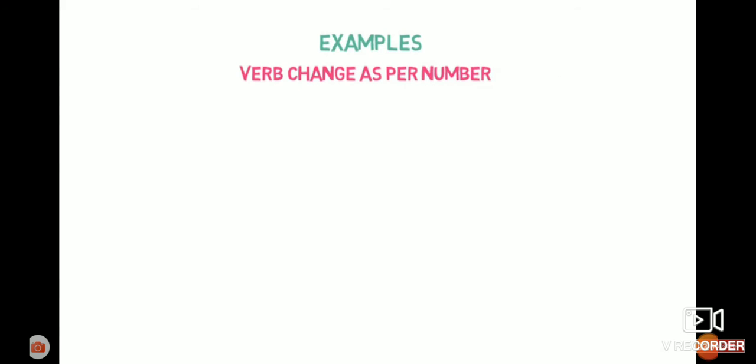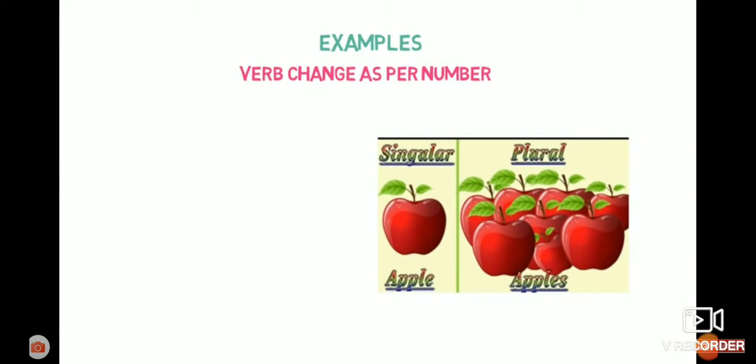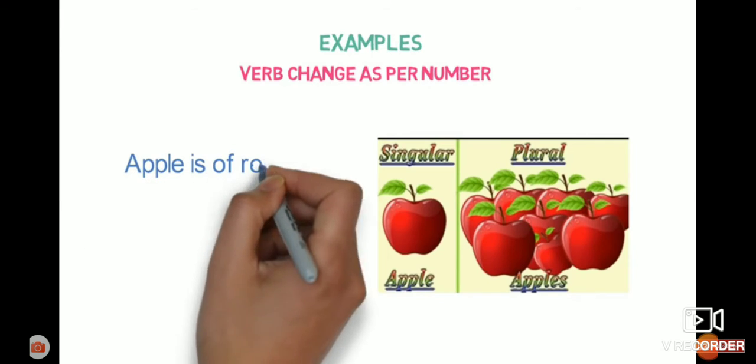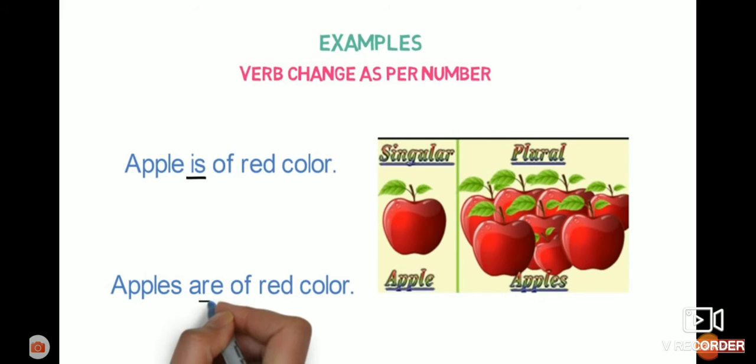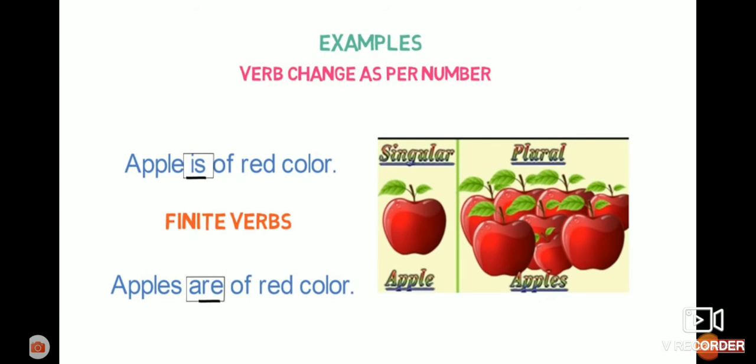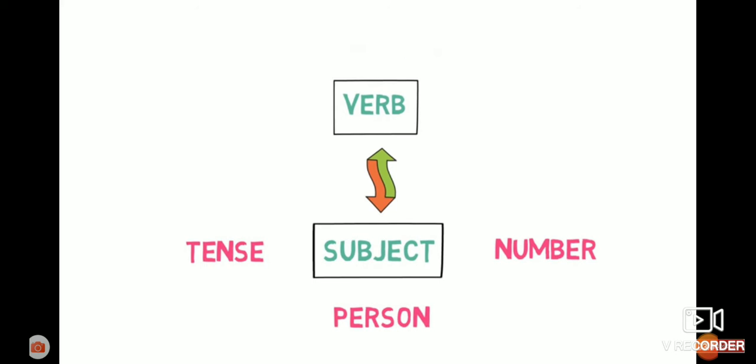Now that you are clear how finite verbs change as per person, let's look into the example of verbs that change as per number. That is, the subject is singular or plural. Apple is of red color. The subject apple is singular. Here the verb is. Now let's look into another sentence. Apples are of red color. The subject apples is in plural form. Here the verb is are. You can see here that the verb is changed to are as the subject changed from singular to plural. Now we are clear that the finite verb changes as per tense, person, and number. Let's now look into non-finite verbs.